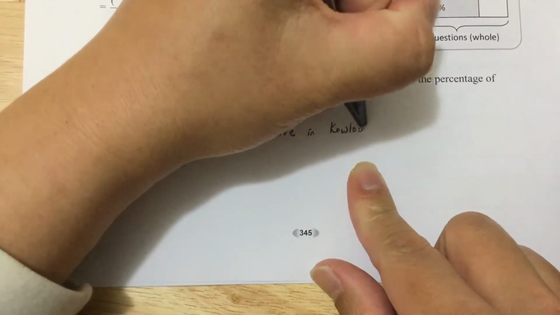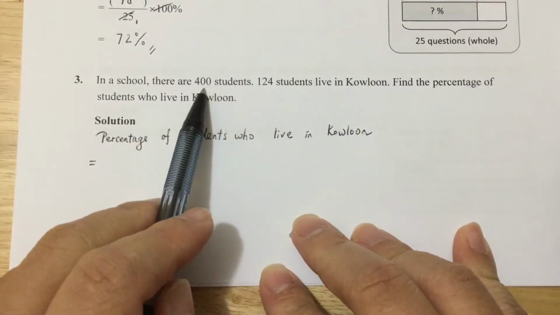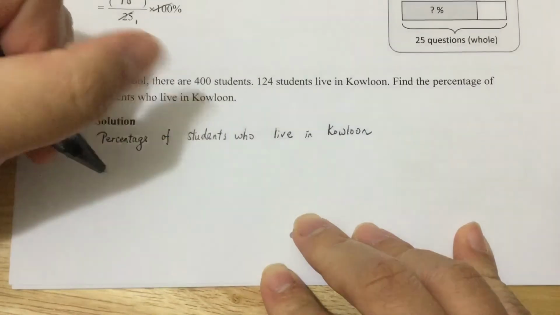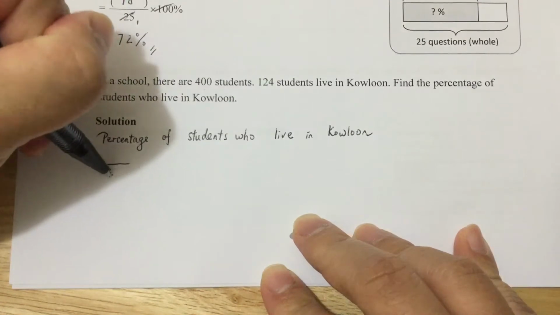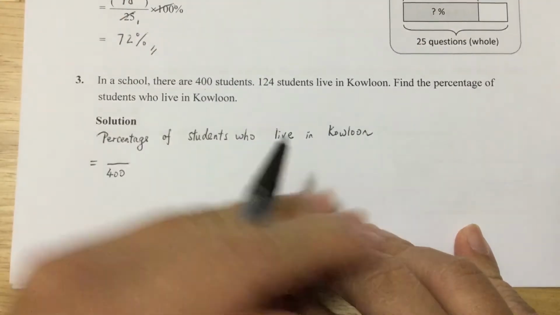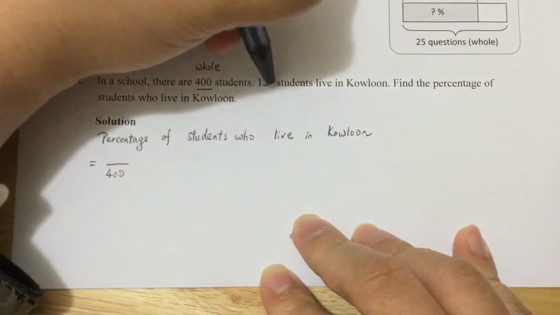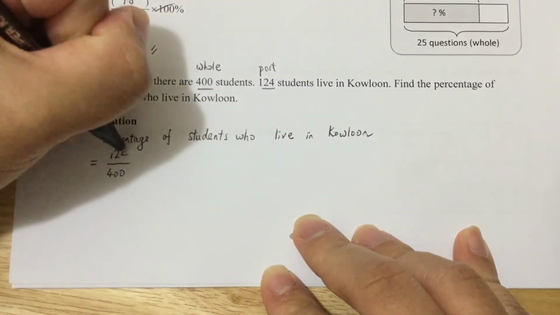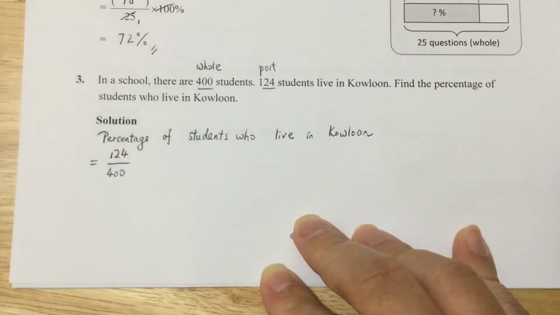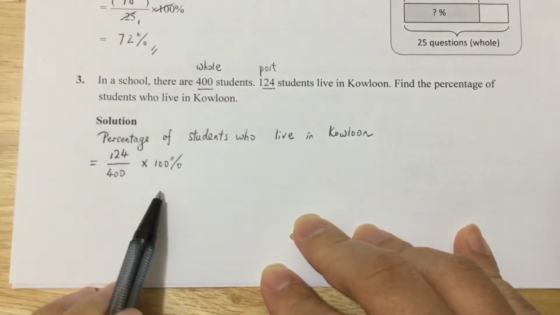So we are going to calculate something like this and equal. What we get is 400 students and 124 live in Kowloon. So we must write the fraction first. Among 400, that is the whole part, the total, all the students. And then the part is 124. So this is the fraction we are going to calculate, 124 over 400. But this time I'm going to times 100% for it, so that I can change it to the percentage.